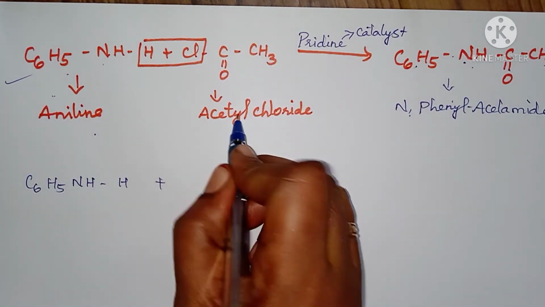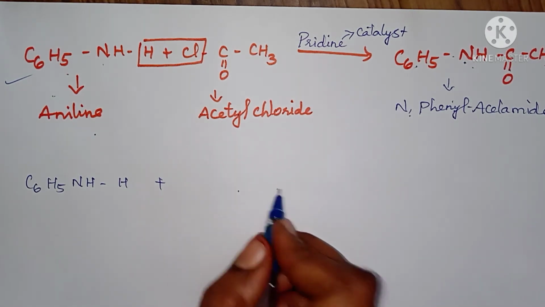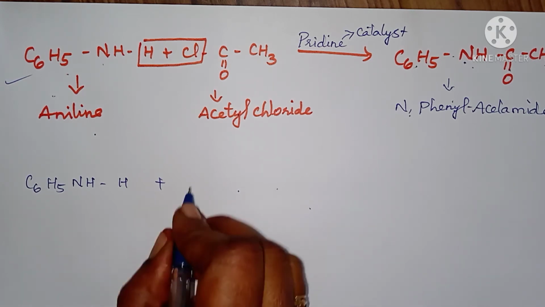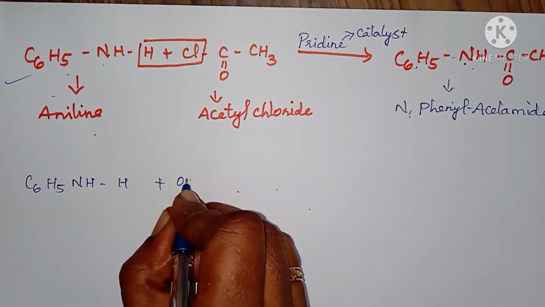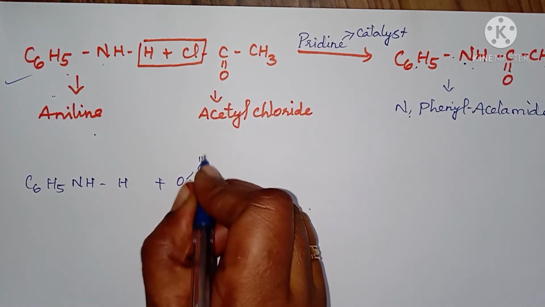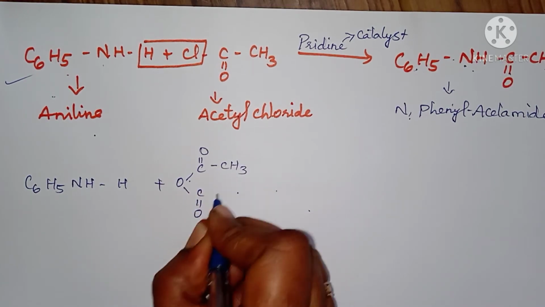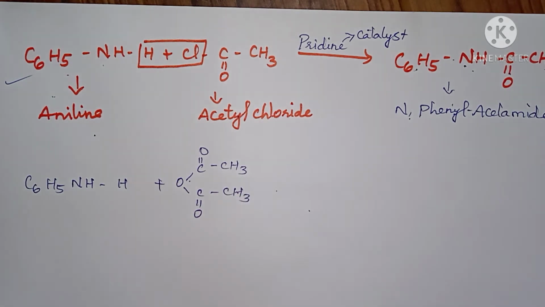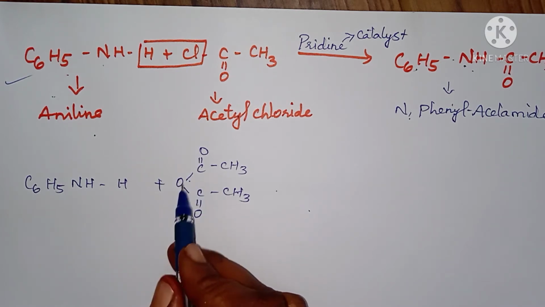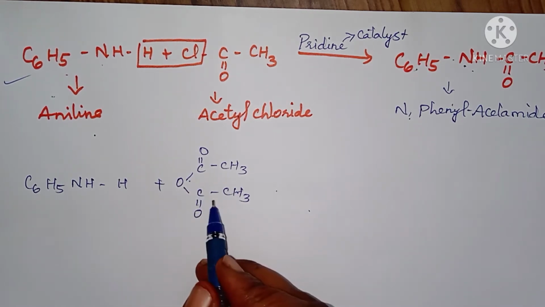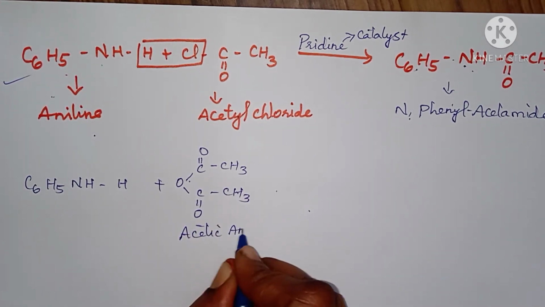Instead of acetyl chloride, here we use acetic anhydride. I think you have learnt acetic anhydride in aldehydes and ketones. How do we get that acetic anhydride? You just write this formula: C double bond O, CH3, and C double bond O, CH3, both combined together through O. So it is acetic anhydride.